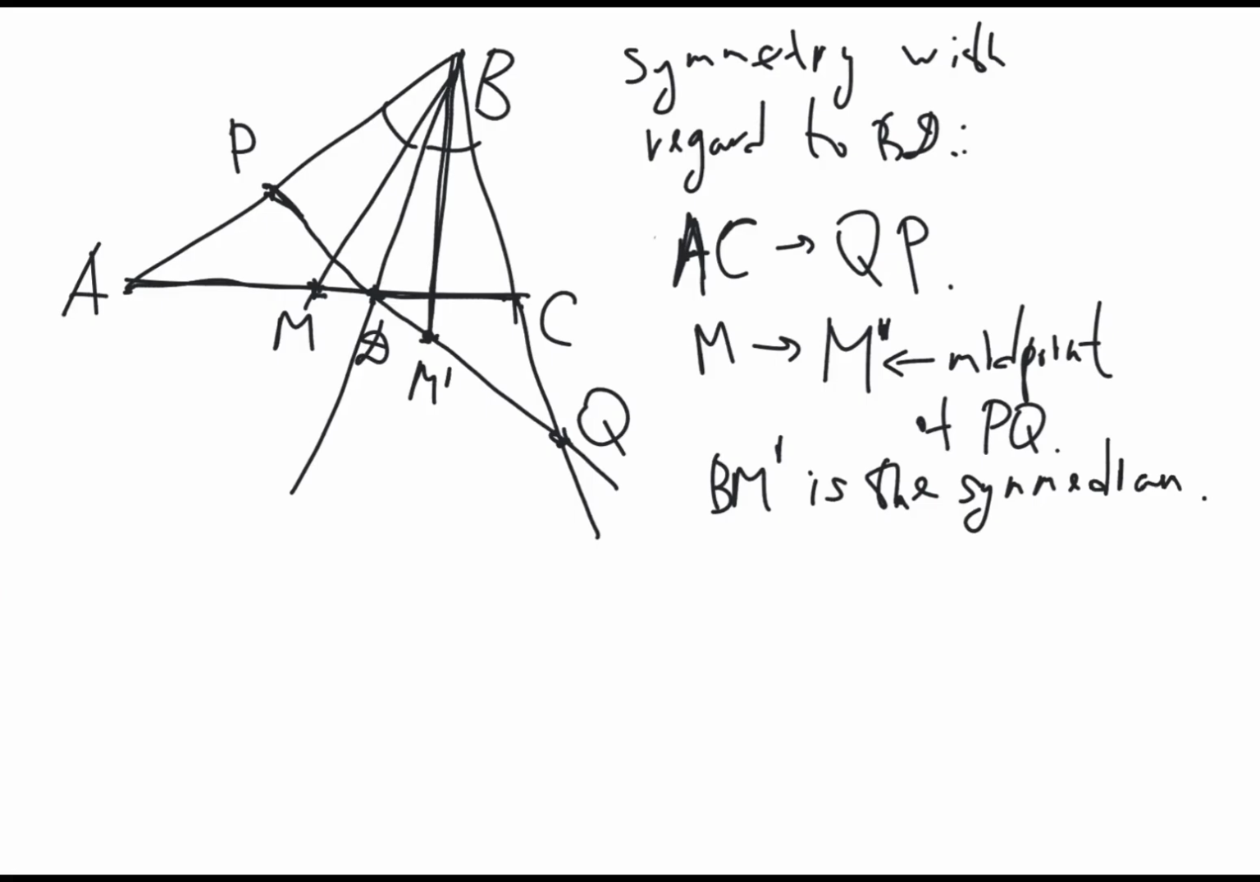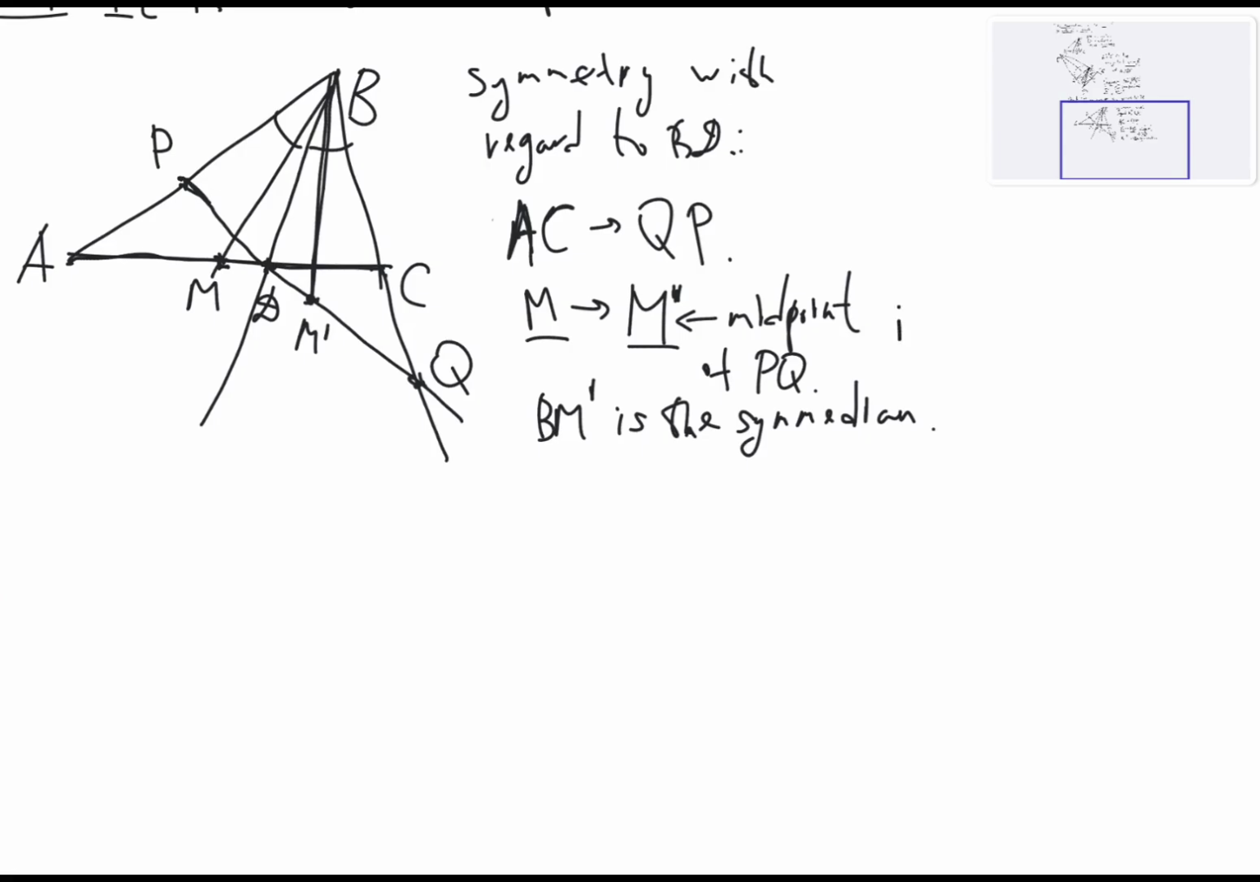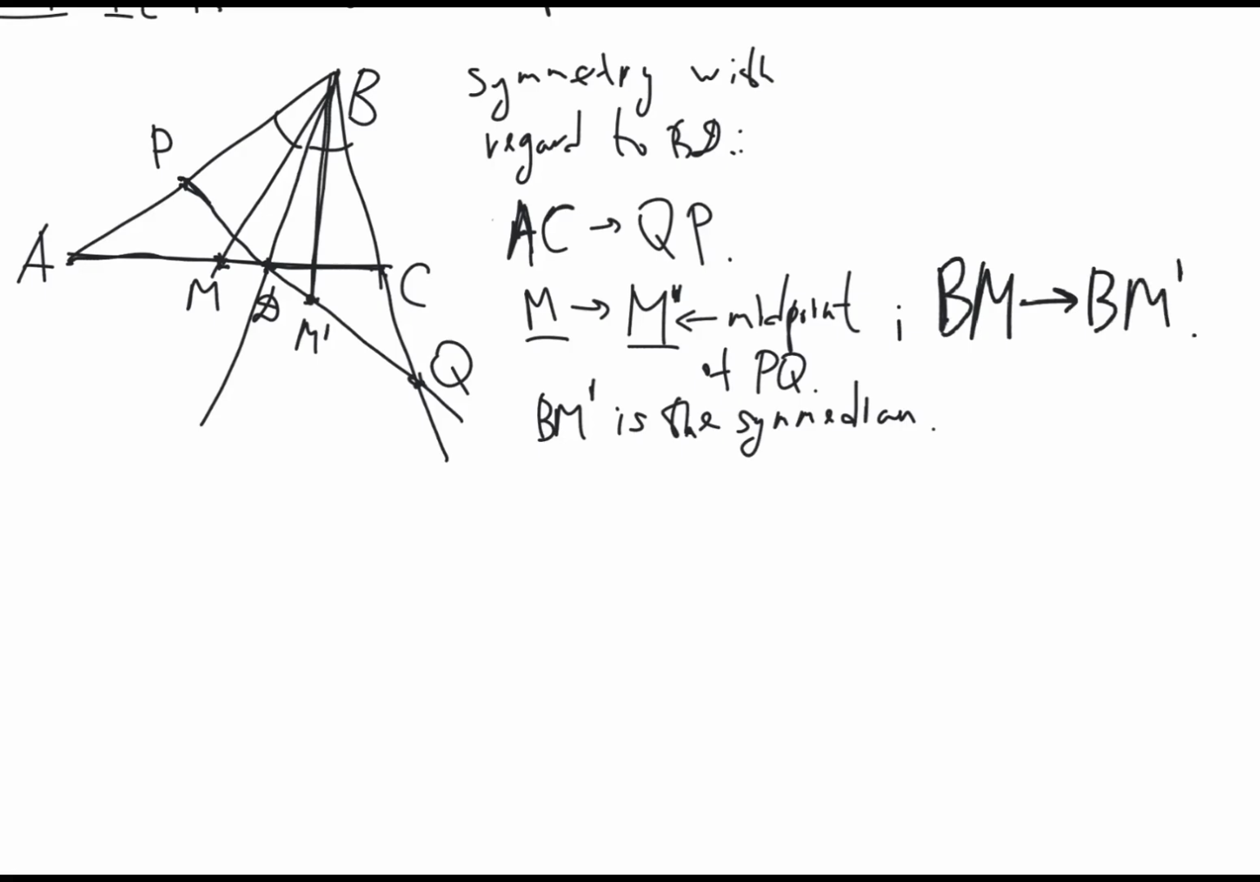Not only is M mapped to M prime, but also BM. So let's write it here. BM is mapped to BM prime. Yeah, and so now from this it follows that BM prime is the symmedian.